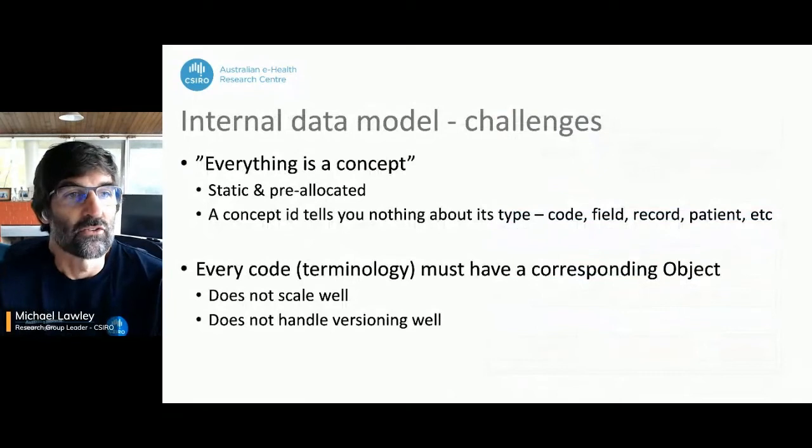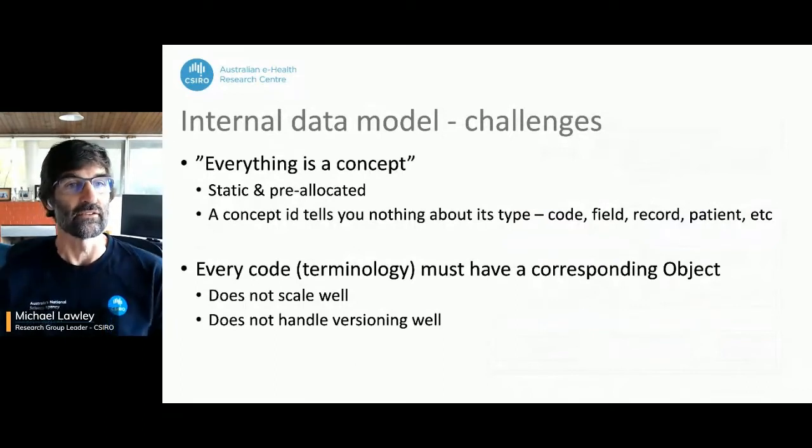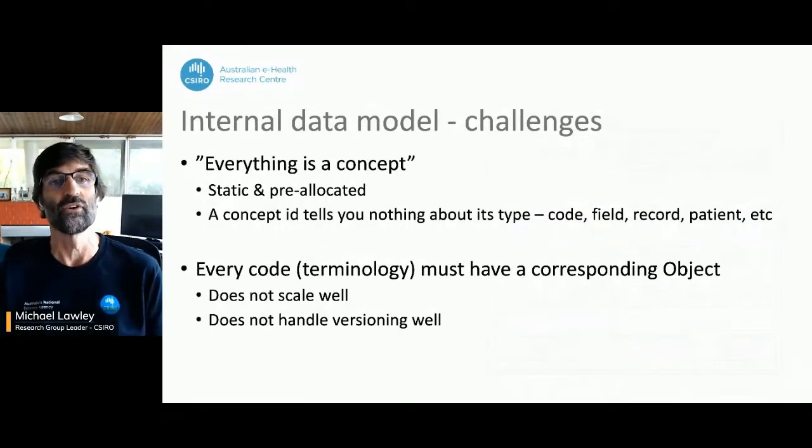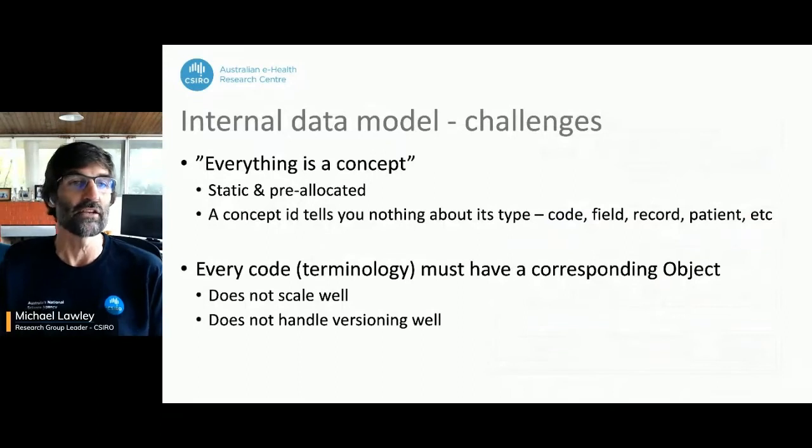There are some other challenges that we faced when doing this, one of which is related to the underlying conceptual model of OpenMRS, where everything is a concept. This means everything is given an identifier. They are all static and pre-allocated, but that identifier tells you nothing about the type of the thing that it identifies. So it may be a terminology code, but it may be a field in a form. It may be the form itself. It may be an instance of a record. It may be a patient. You need to introspect or know in advance somehow what an identifier actually refers to.